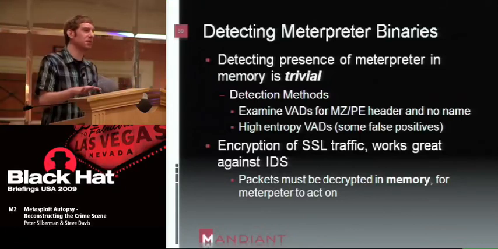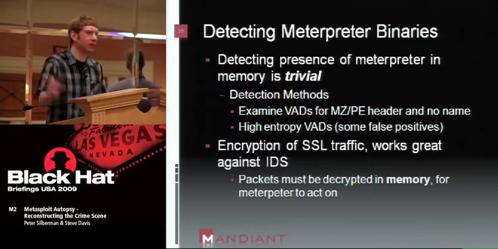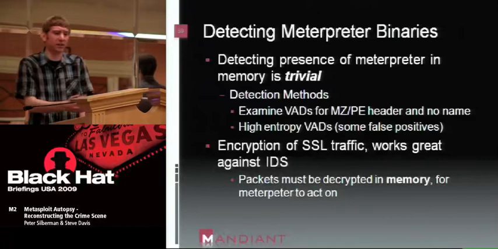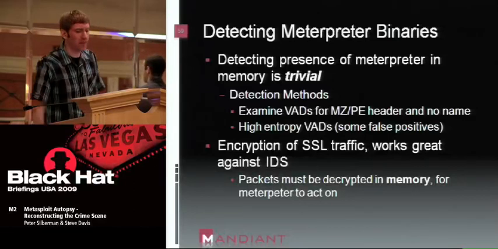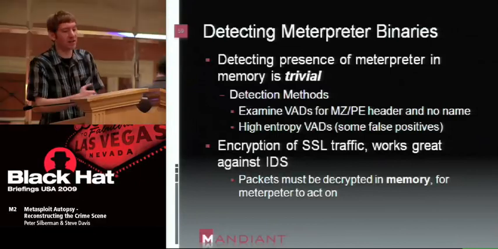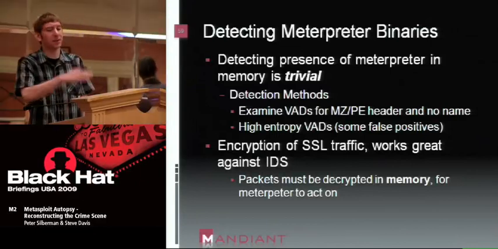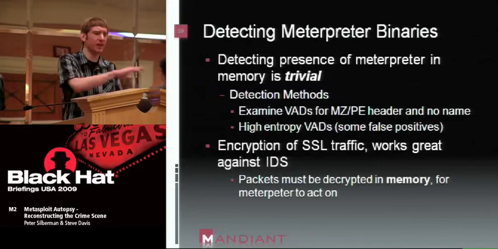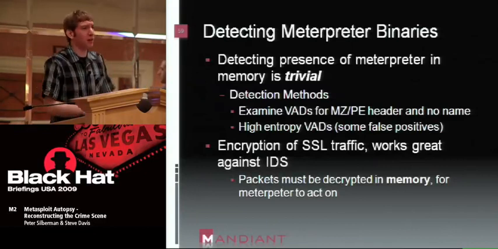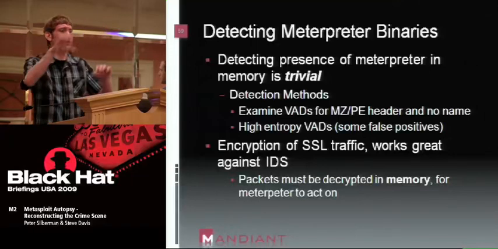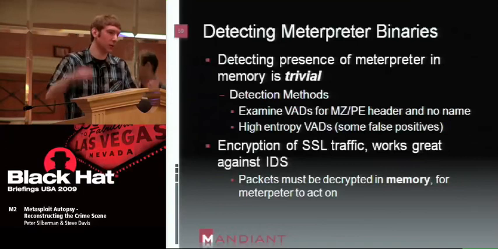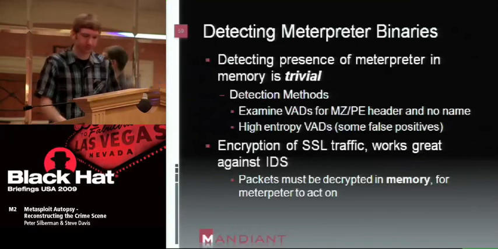Also, we can detect high entropy of VADs. Now, mind you, this is going to result in some false positives, whether we have strings or some type of encoded strings, what have you, in memory. But it's very effective for finding actual executable code in memory. The encryption of the SSL traffic works great against IDSs, which makes Meterpreter more stealthy. But the packets have to be decrypted in memory at some point for Meterpreter to actually act on them. There's no way it could have an encrypted packet unless it was built to in memory and then look up an encrypted function offset or something not humanly readable.